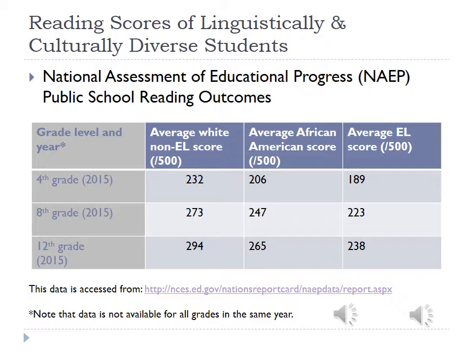Take a look at the results for white, non-English learners for public school reading outcomes from NAEP in 2015 for 4th, 8th, and 12th grade. What trends do you notice? Keep in mind that the maximum score is 500. Now turn to a partner and make a prediction for the scores for African American and English learner students. Once the outcomes have been revealed, discuss why you think there are different outcomes. What are the factors that might be involved?